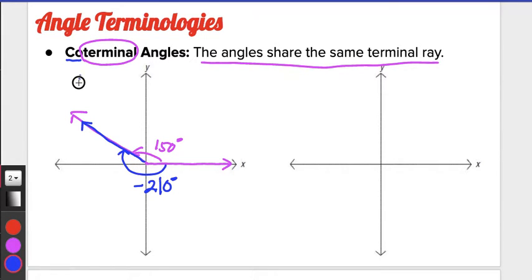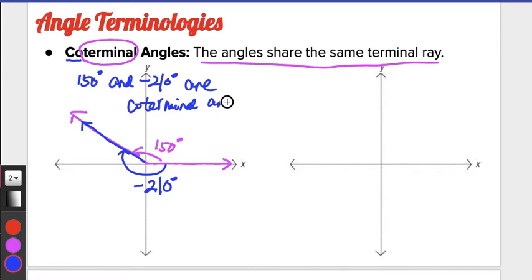That means 150 degrees and negative 210 degrees are coterminal angles. Sorry, somehow my throat is not feeling well. They are coterminal angles. Okay, so that's one example here.